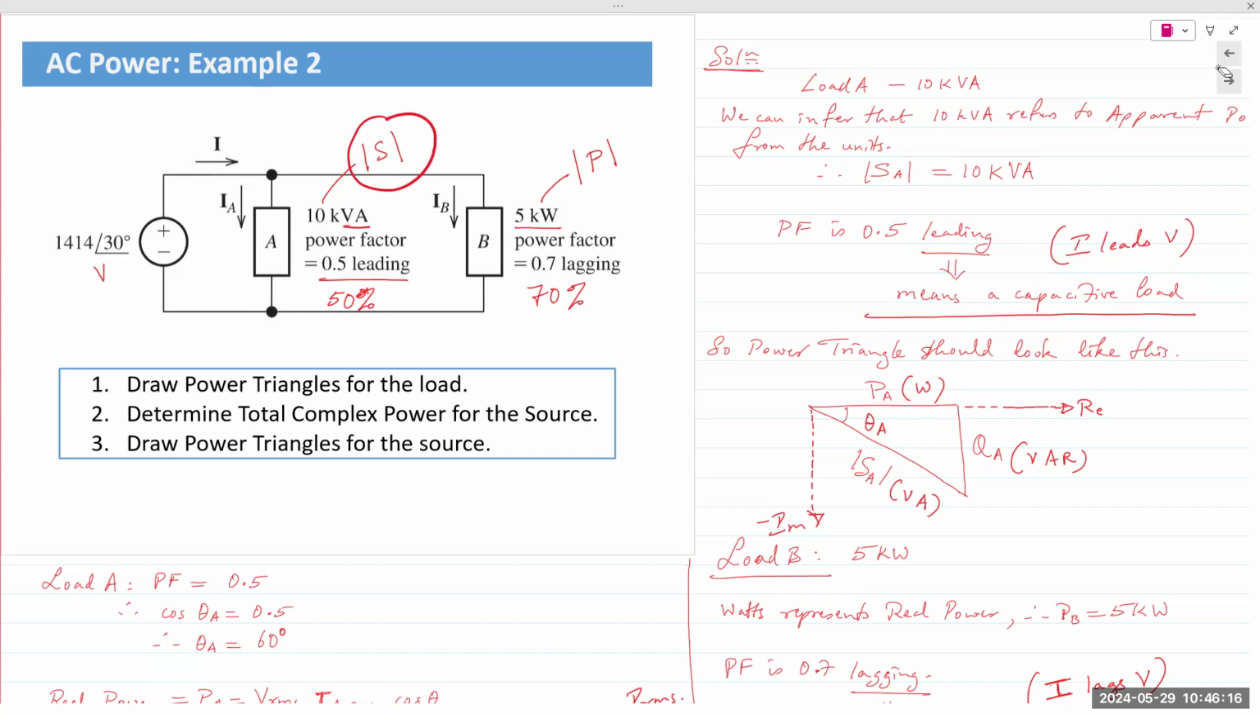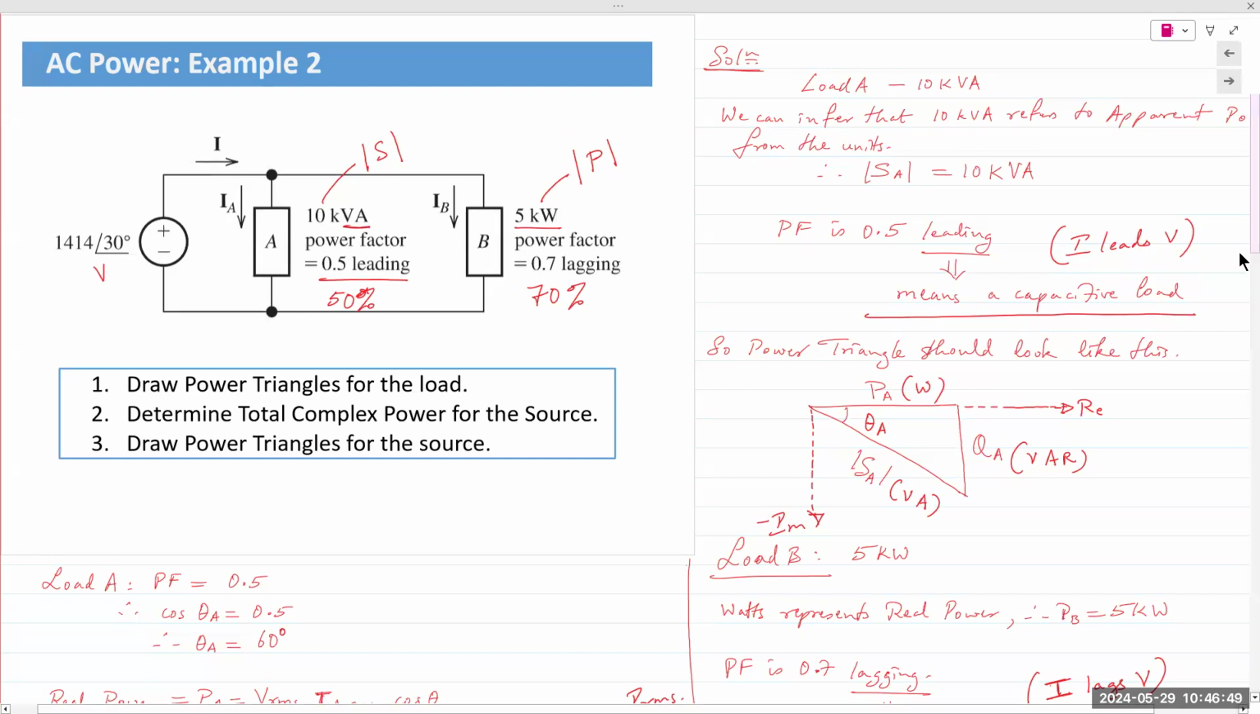Similarly, you have 5,000 watts for element B. Watts, straight up, average power, P. Average power, P, 5 kilowatts. Okay, now the three subscripts I've used are S for the source and A and B for the two loads.